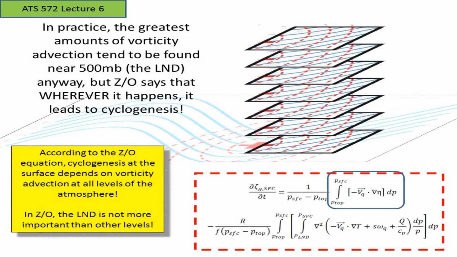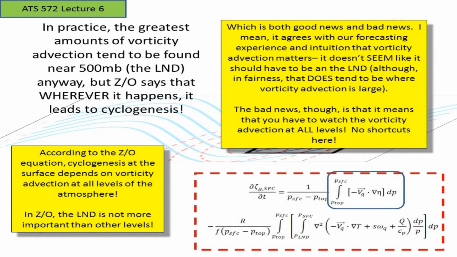And that's really helpful. In practice, the greatest amounts of vorticity advection tend to be found in the mid-troposphere, around 500 millibars, the level of non-divergence. But the Zwack-Okossi equation says it doesn't matter. Wherever it happens, it's fine. It contributes to cyclogenesis, which is both good news and bad news. It agrees with our forecasting experience and intuition that the vorticity advection matters. Right off the bat, from your experiences in synoptic and so on, it doesn't seem like it should really have to be at the level of non-divergence, although that does tend to be where vorticity advection is large. The bad news, though, is that you have to follow vorticity advection at all levels. There are no shortcuts here. You have to look at them all.